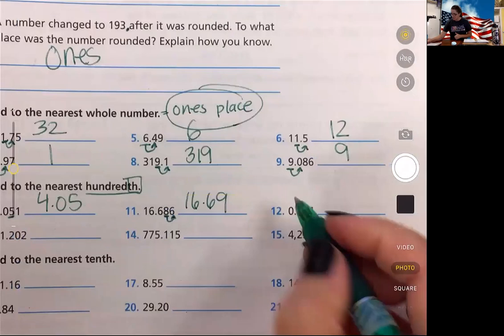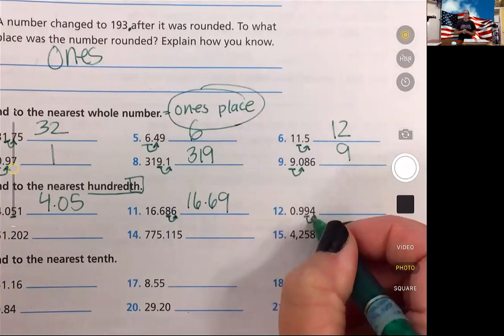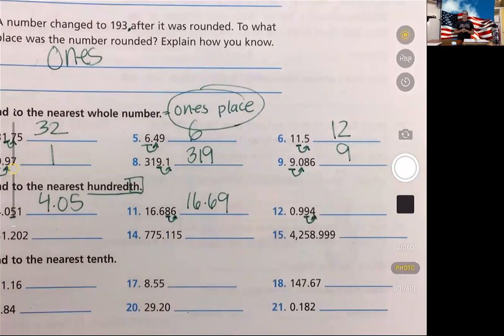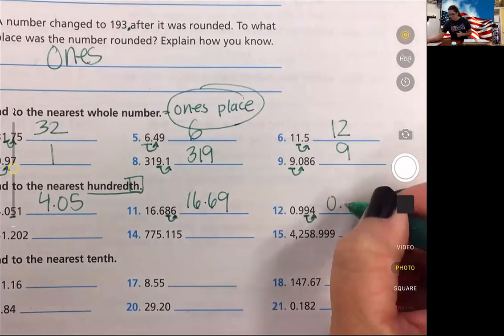My hundredths place, ooh, we got tricky again. Hundredths place is a 9. I look behind it. There's a 4. What's that 4 going to do to the 9? Nothing. Stay the same. Yes, I was looking at it wrong. I thought it was going to round it up. Because then it gets really tricky when that happens, huh? There we go.